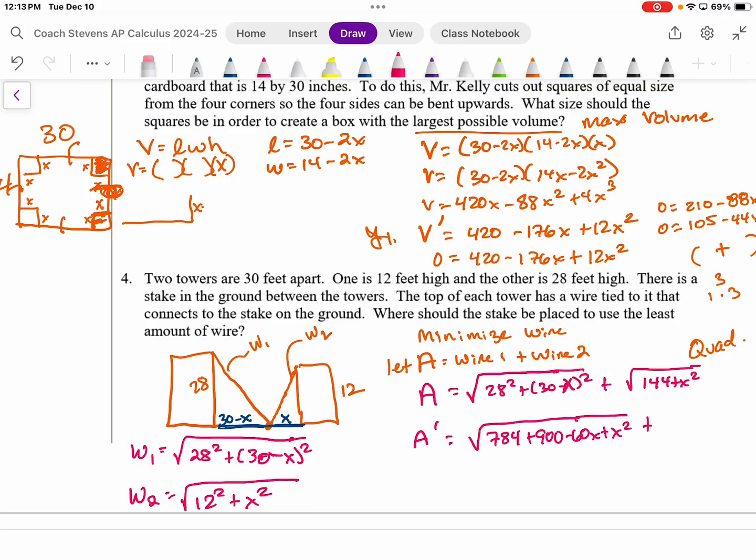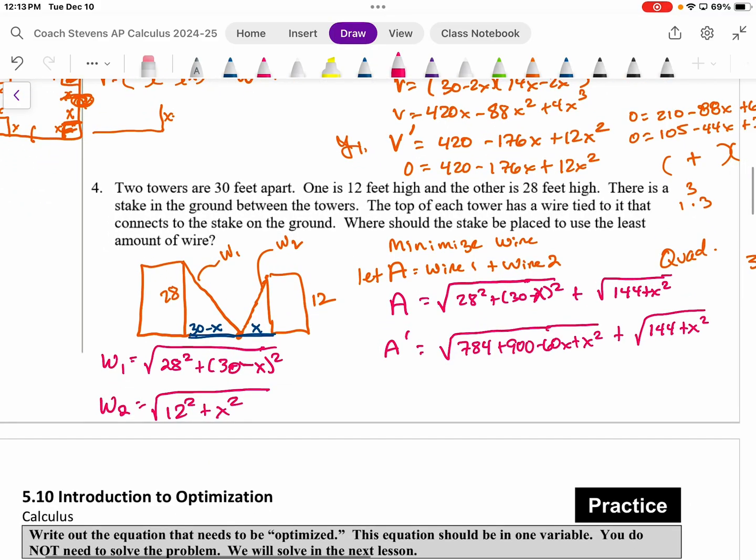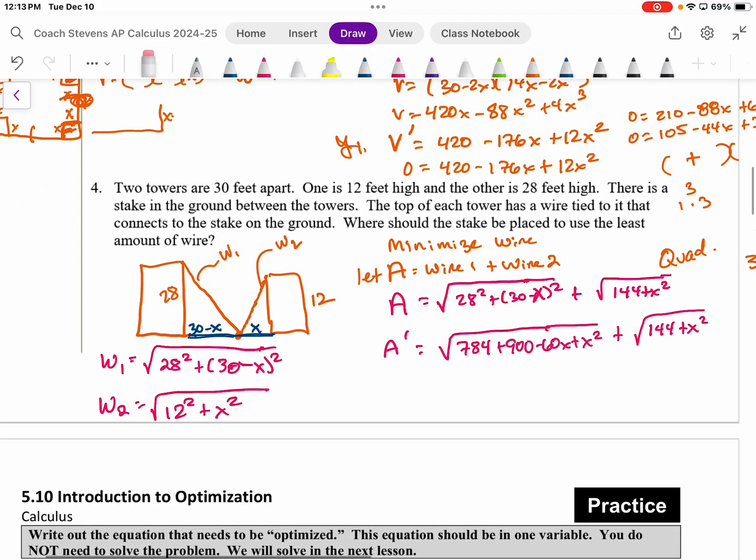And the other one just gets to sit and wait, because it's already simplified. We're the way we need it. I'm going to clean that up one more time. Let me get rid of the A prime up there as I simplify those things a little bit. So my final A equation, we're going to say 1684 minus 60x plus x squared, and then plus square root of 144 plus x squared.